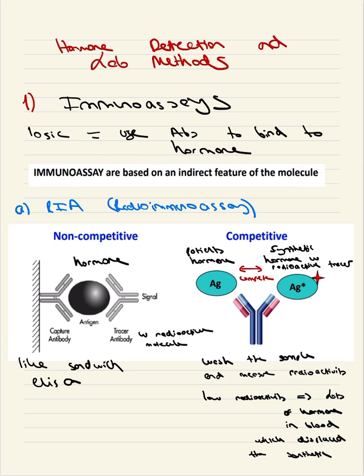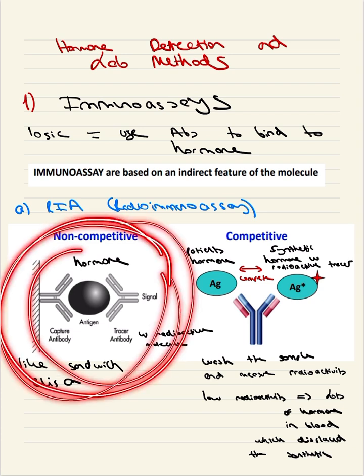So the first one is radioimmunoassay, where you are using a tracer antibody with a radioactive molecule. And here's the antigen, so here's the hormone. You have a capture antibody and a tracer antibody. And this is basically non-competitive. You measure the radiation and you understand the hormone, okay?